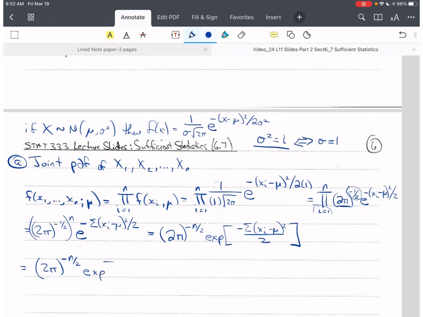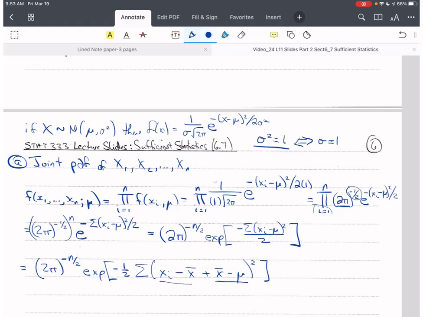exp to the negative, now I can pull the 1/2 out to the front, so this can be written negative 1/2, and then I can do the summation, and then I'll use parentheses x sub i minus x bar plus x bar minus mu, okay? And then quantity squared.